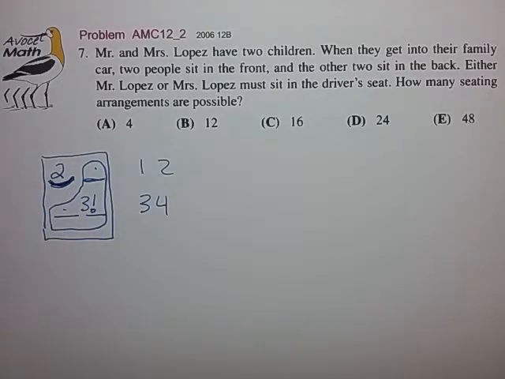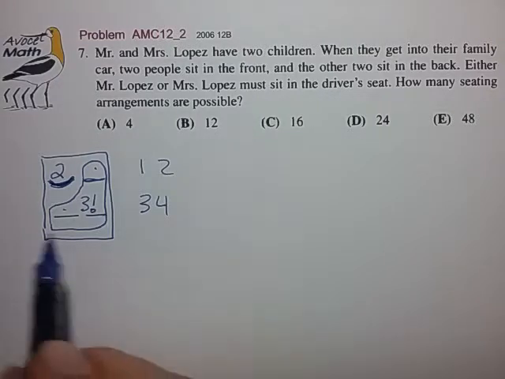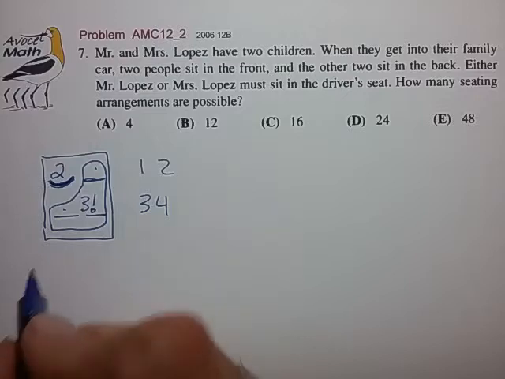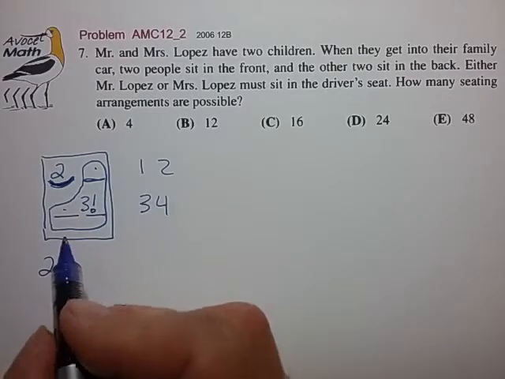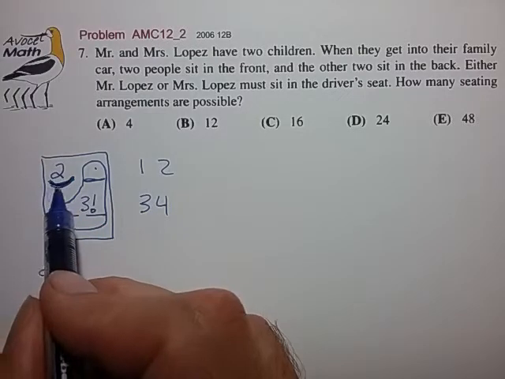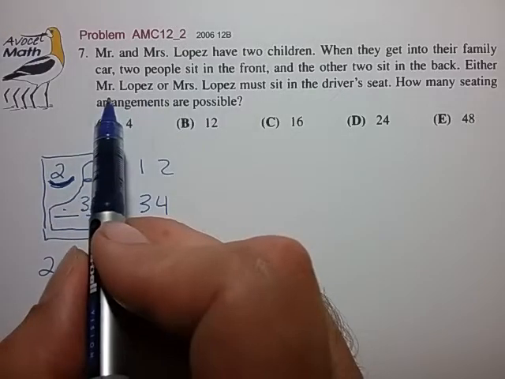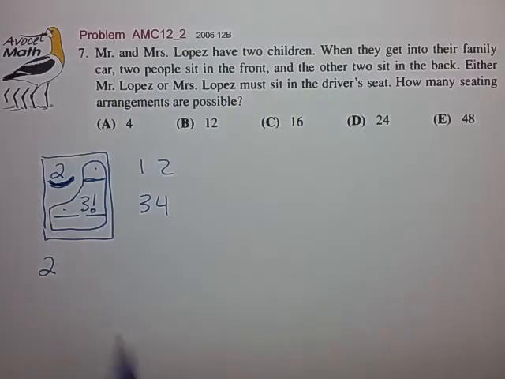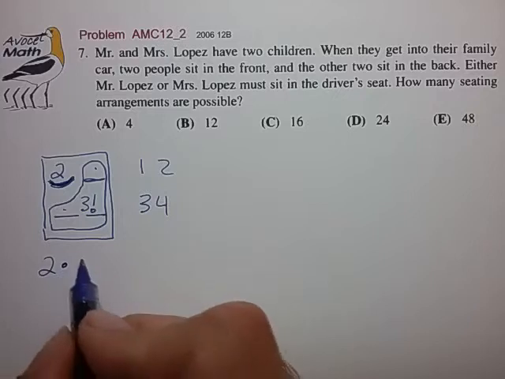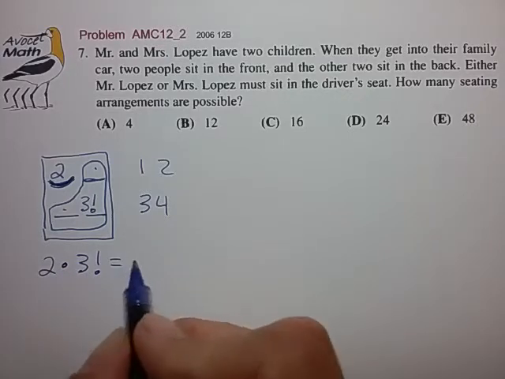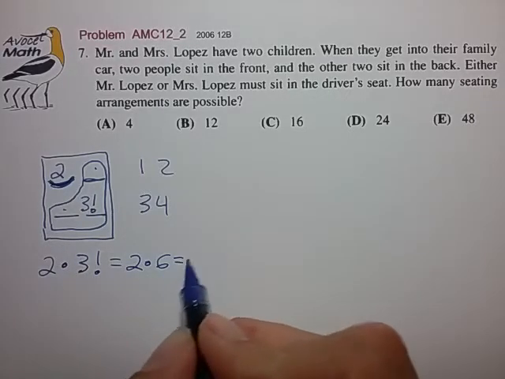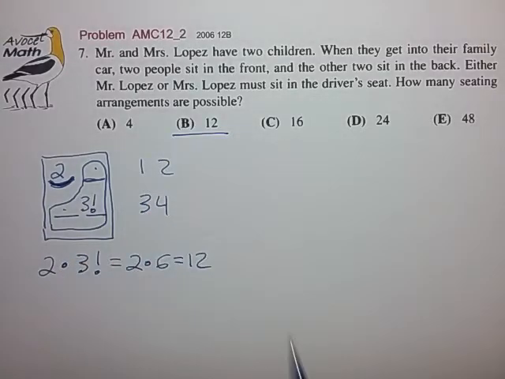And so we can still apply our multiplication principle for counting the number of compound sets, and we can discover that the total number of arrangements of people to satisfy that one of the adults sits in the driver's seat is 2 times 3 factorial, which is equal to 2 times 6, which is equal to 12, and that is choice B.